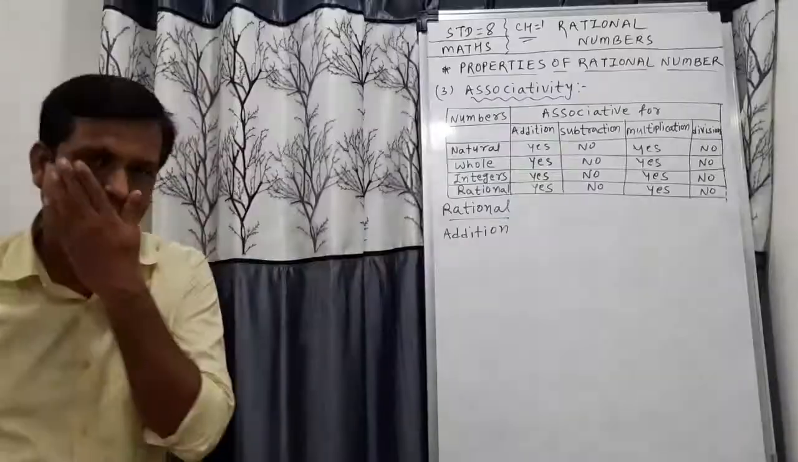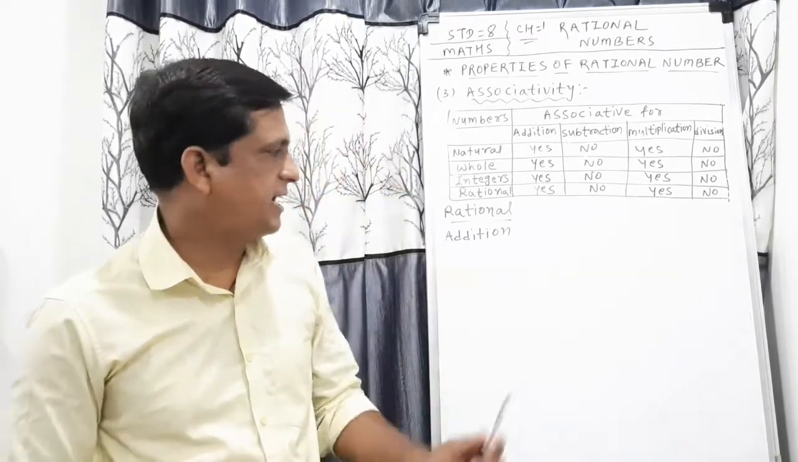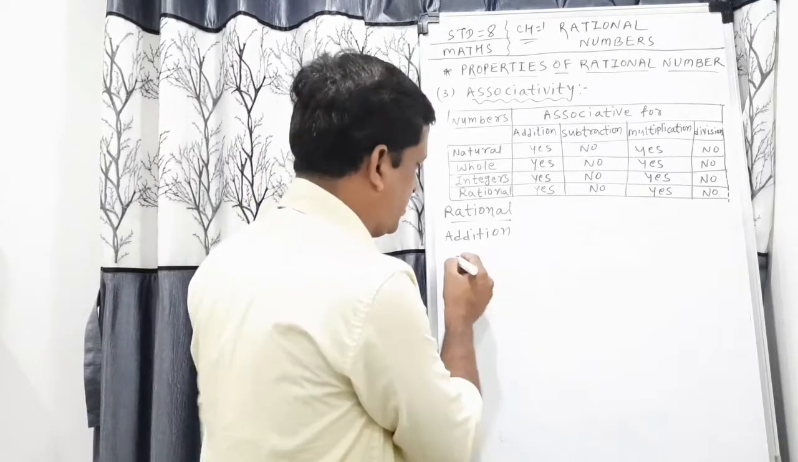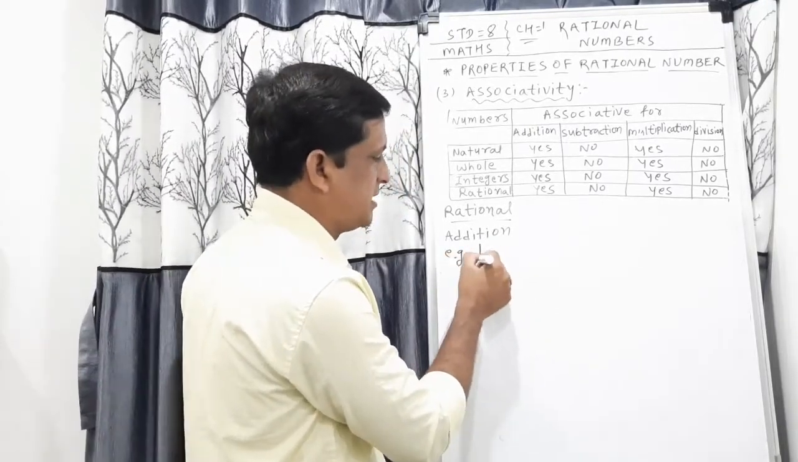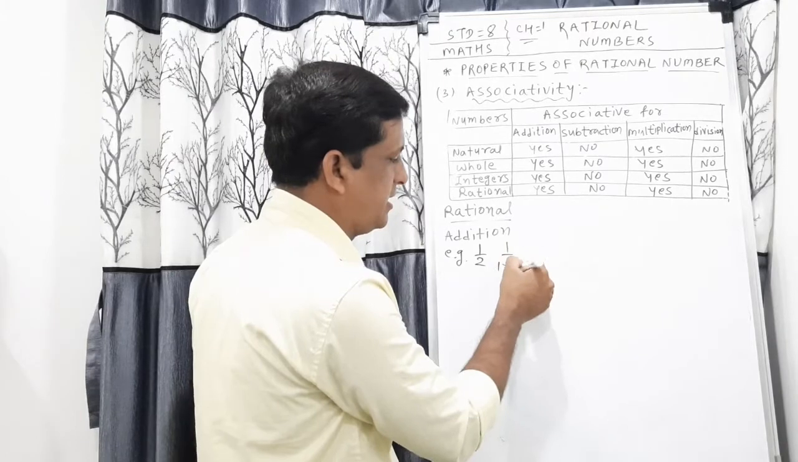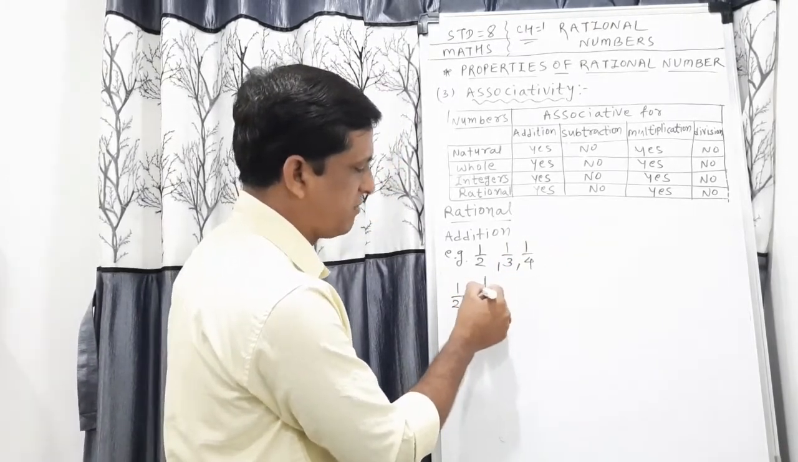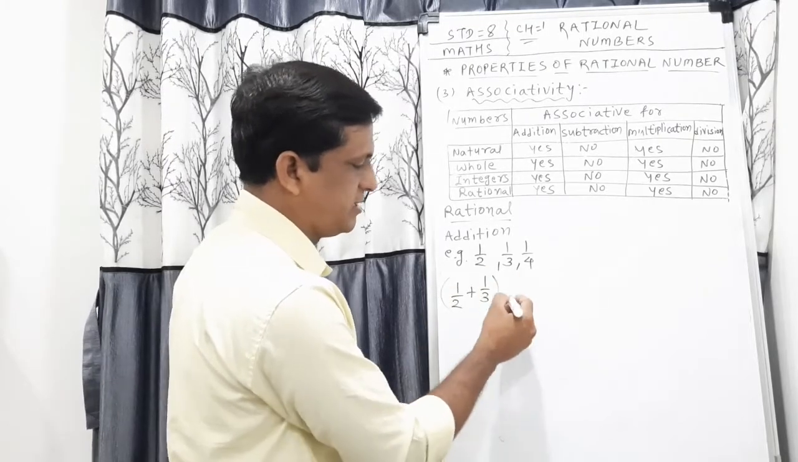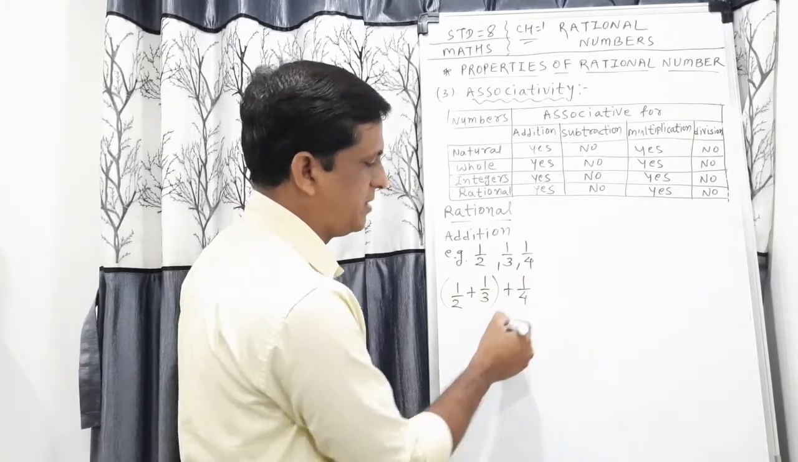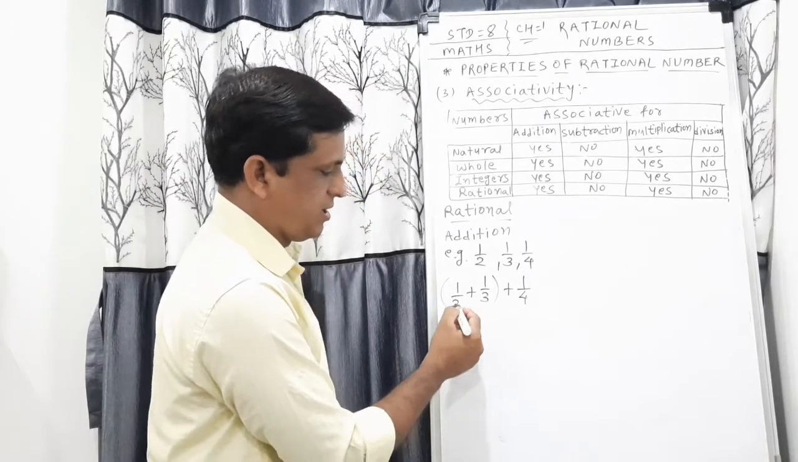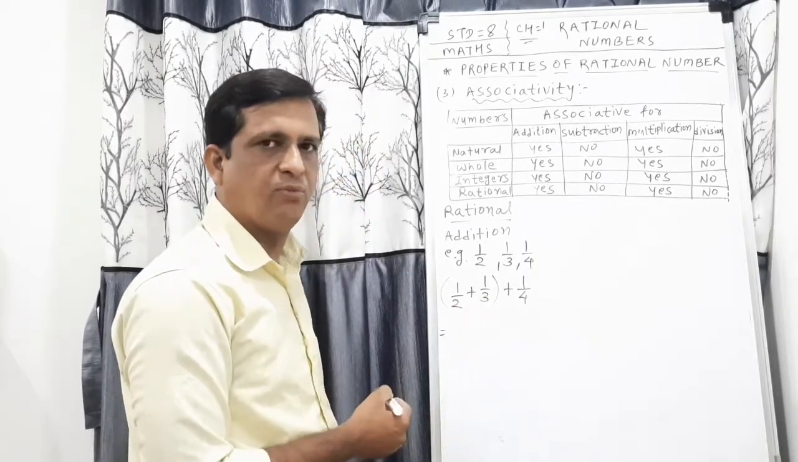Now the next topic, that is associative property for rational numbers. First of all we are talking about addition. So here for example, 3 rational numbers are there, 1 by 2, 1 by 3 and 1 by 4. First of all I am taking group of 1 by 2 and 1 by 3, and 1 by 4 remains alone. Now I am simplifying 1 by 2 plus 1 by 3.